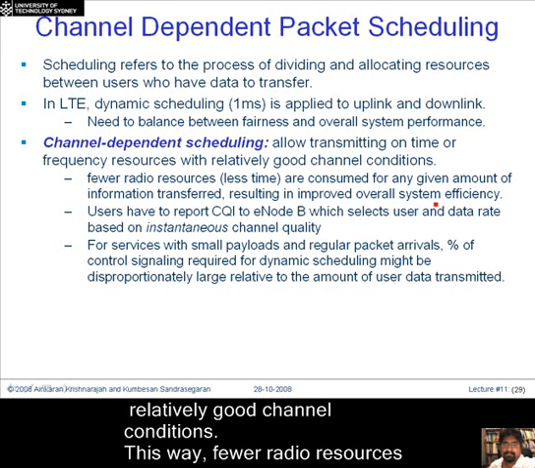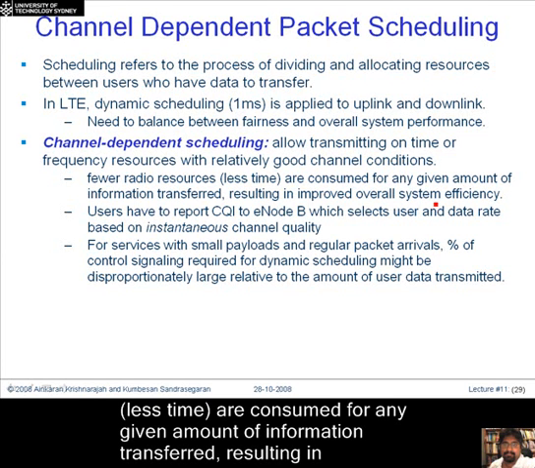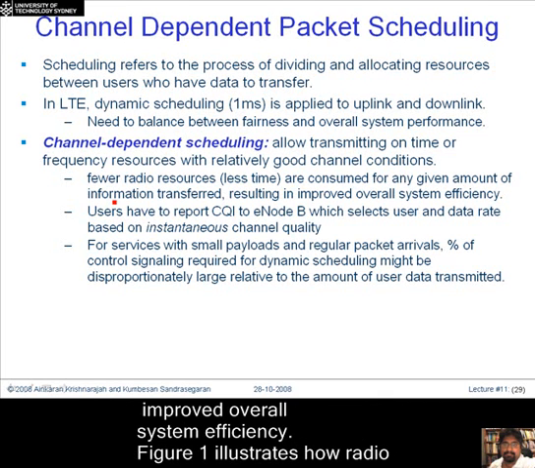Because if you are allocating resources for users with good channel conditions, then they have to use less overhead in terms of error. They can use a high order modulation scheme so they can get their data quickly and so forth. So that is what is meant by this point here. Okay, it says here fewer radio resources and less time are consumed for any amount of information to be transferred.